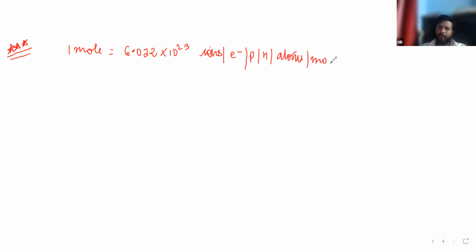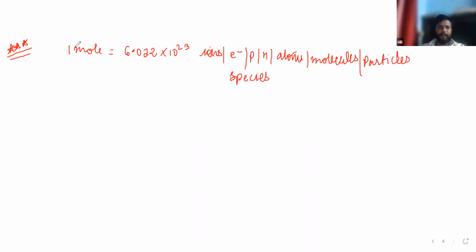keep it in mind that 1 mole is equal to 6.022. In other books, it is used as 6.023, or you can use 6.022 into 10 raised to the power 23 of any species like ions. It can be ions, electrons, protons, neutrons, atoms, molecules, whatever it is. Or in short, we can write it as species, particles, etc.